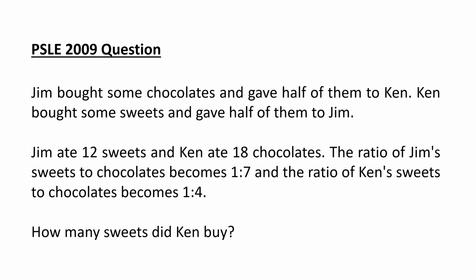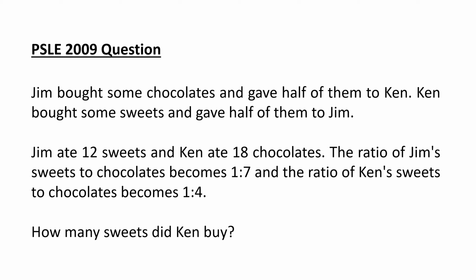Jim bought some chocolates and gave half of them to Ken. Ken bought some sweets and gave half of them to Jim. So Jim ate 12 sweets and Ken ate 18 chocolates. The ratio of Jim's sweets to chocolates becomes 1:7, and the ratio of Ken's sweets to chocolates becomes 1:4. How many sweets did Ken buy?